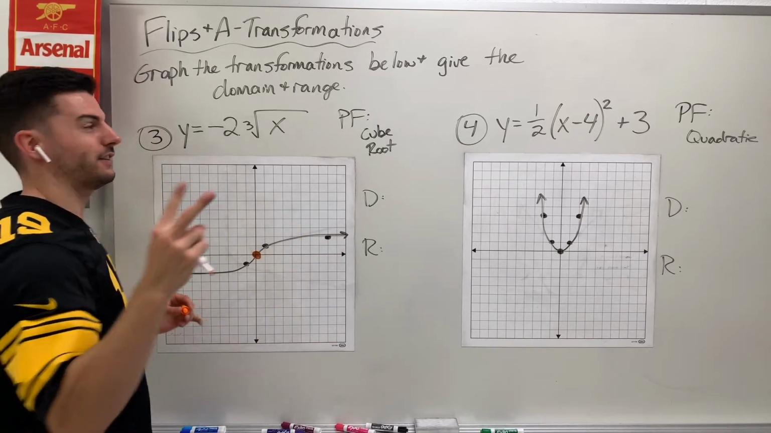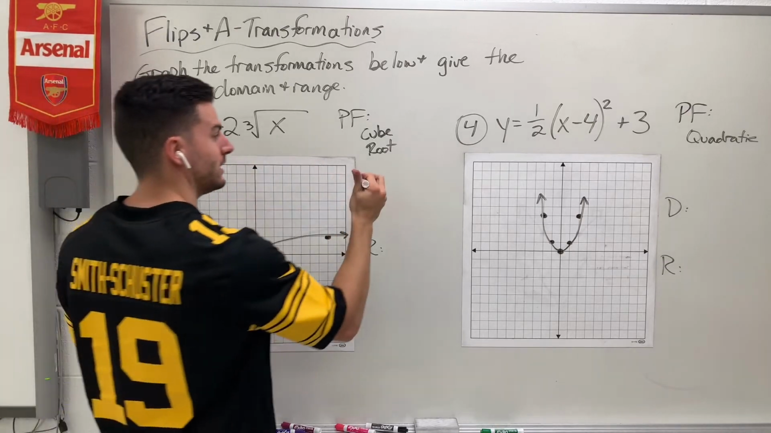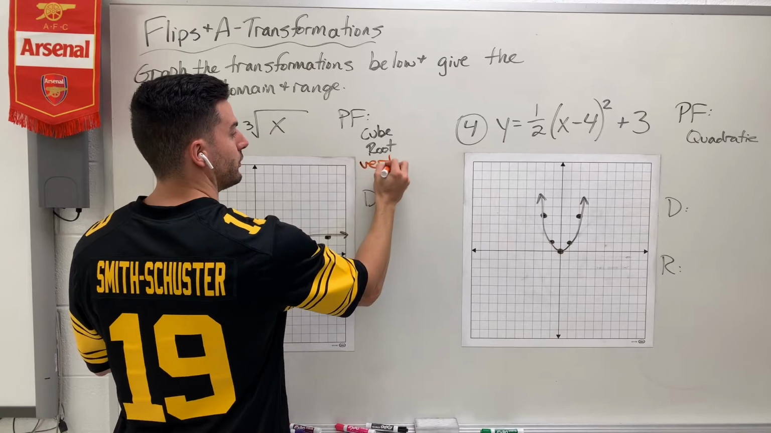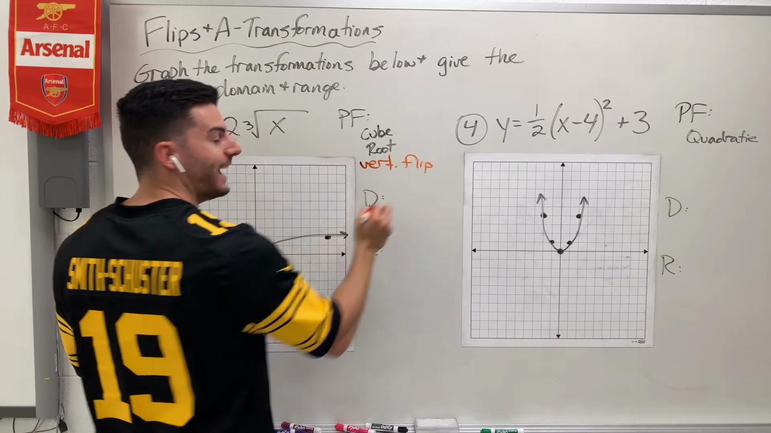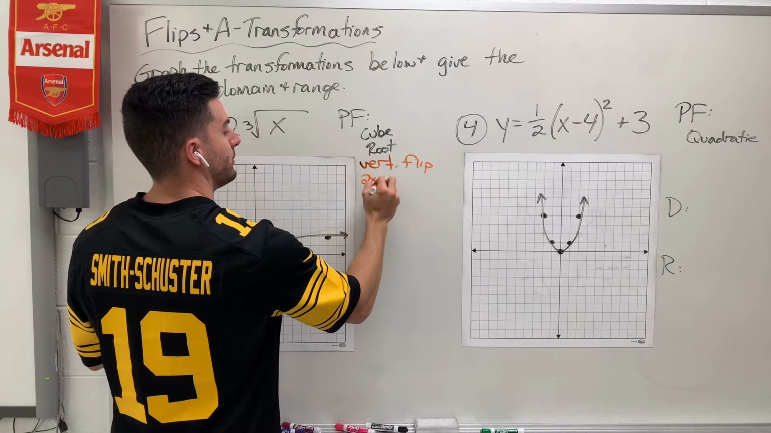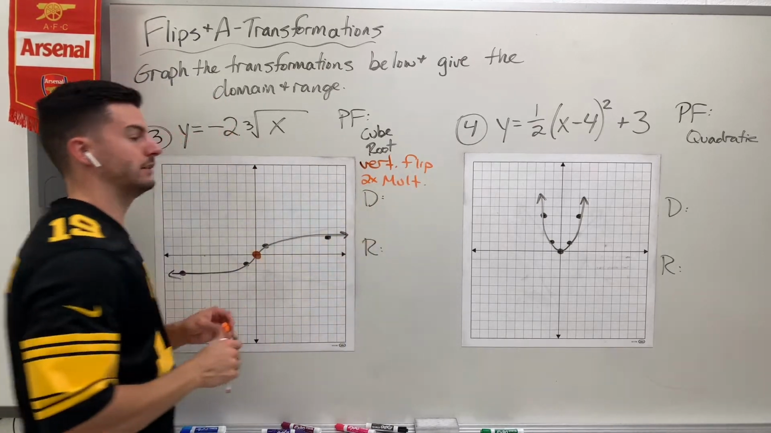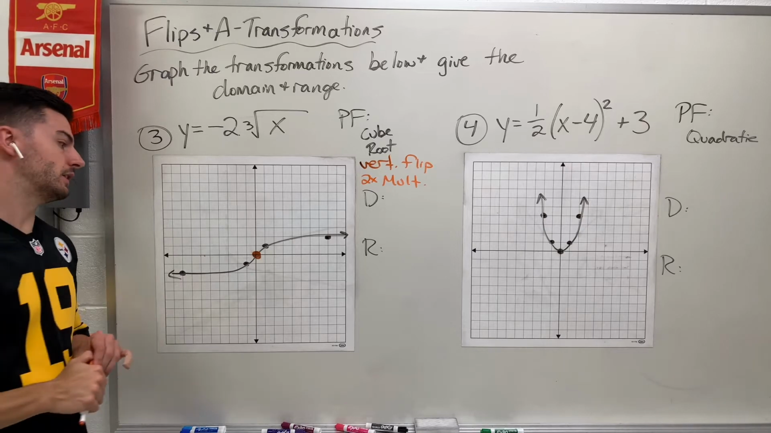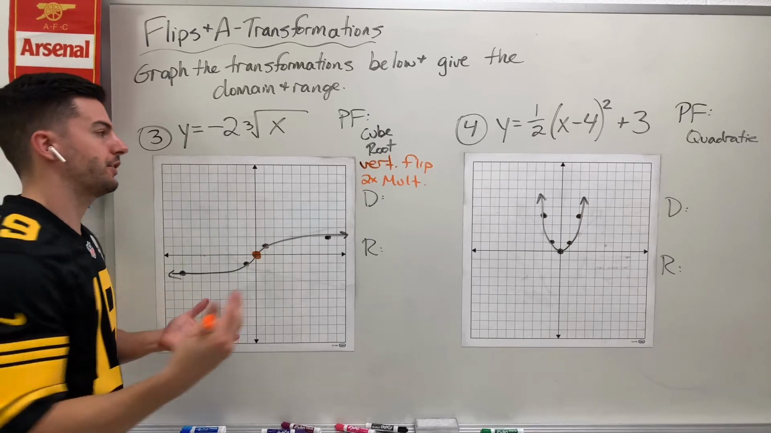Okay, but for this negative 2, what does that mean? Well, there's two things in there. Even though it just looks like a single number, there's two things. There's the negative, which means it's a vertical flip. And there's the 2. So negative 2, so that means a 2 times multiplier as well. Okay, so two things going on there. All right. So let's take care of the vertical flip first.